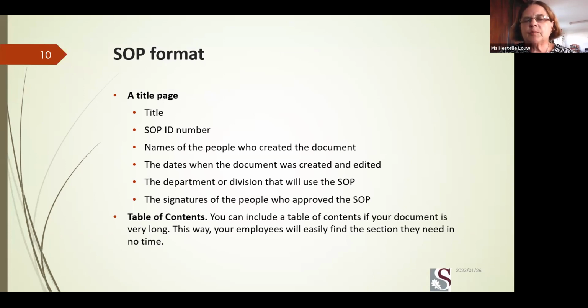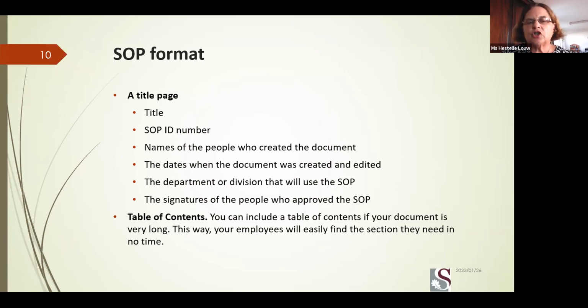So it must identify the specific department or unit. The signatures of the person who approved the SOP, because remember, after you've done all those and created and got the title page correctly and the content correctly, then you have to submit it to the higher authority to approve that SOP. And it's usually the nursing manager in charge of the institution.